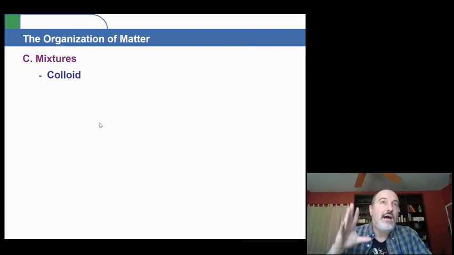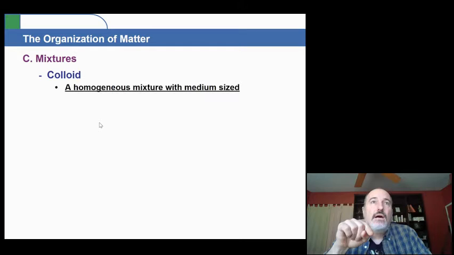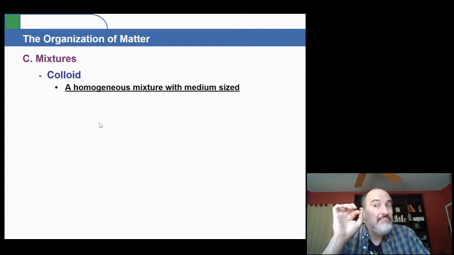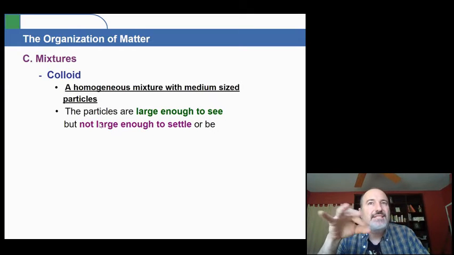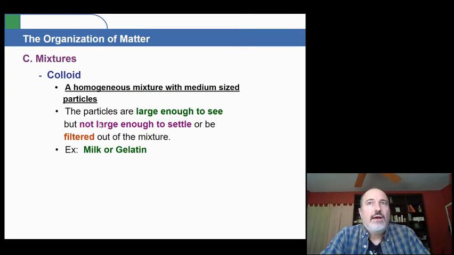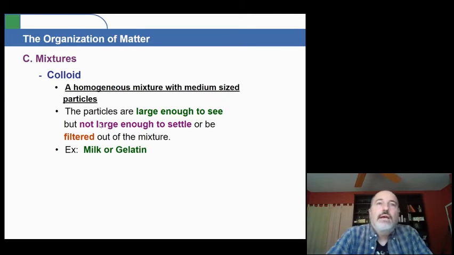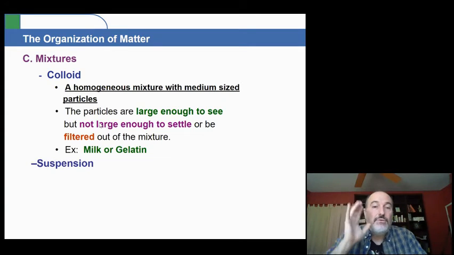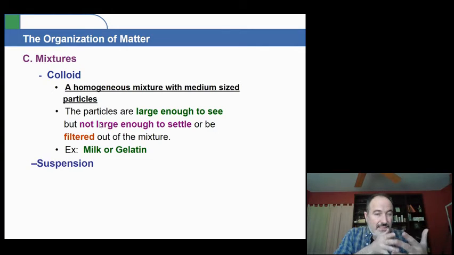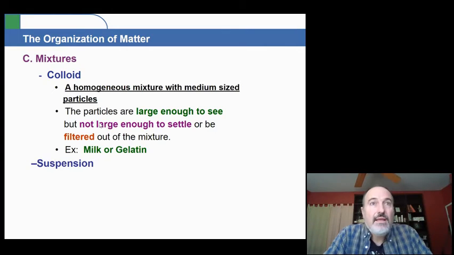Now, the next size up would be a colloid. Colloids are homogeneous mixtures with medium-sized particles. These particles are large enough to see, but not large enough to settle or be filtered out of the mixture. Good examples are milk or gelatin. I think of Jello or milk. The particles are so big you can't really see through it very easily.